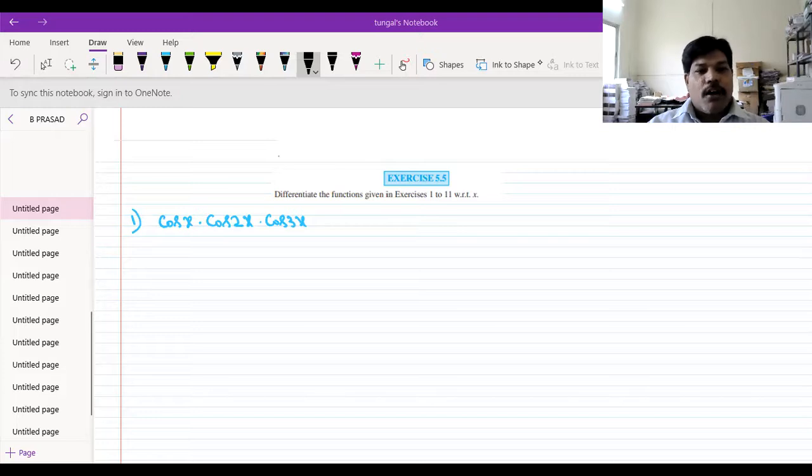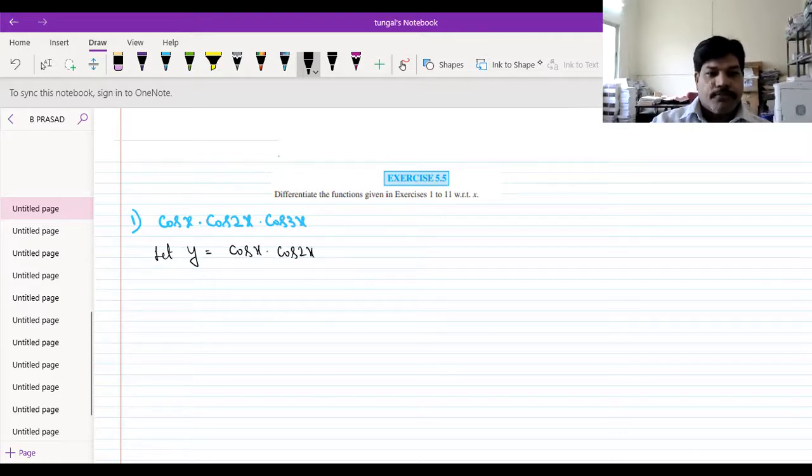Cos x into cos 2x into cos 3x. So they are asking how to differentiate this type of function. Three functions are there, so here we will apply logarithmic differentiation. See, what is the help of the logarithm? First, let y is equal to cos x into cos 2x into cos 3x. So take the given function as y.